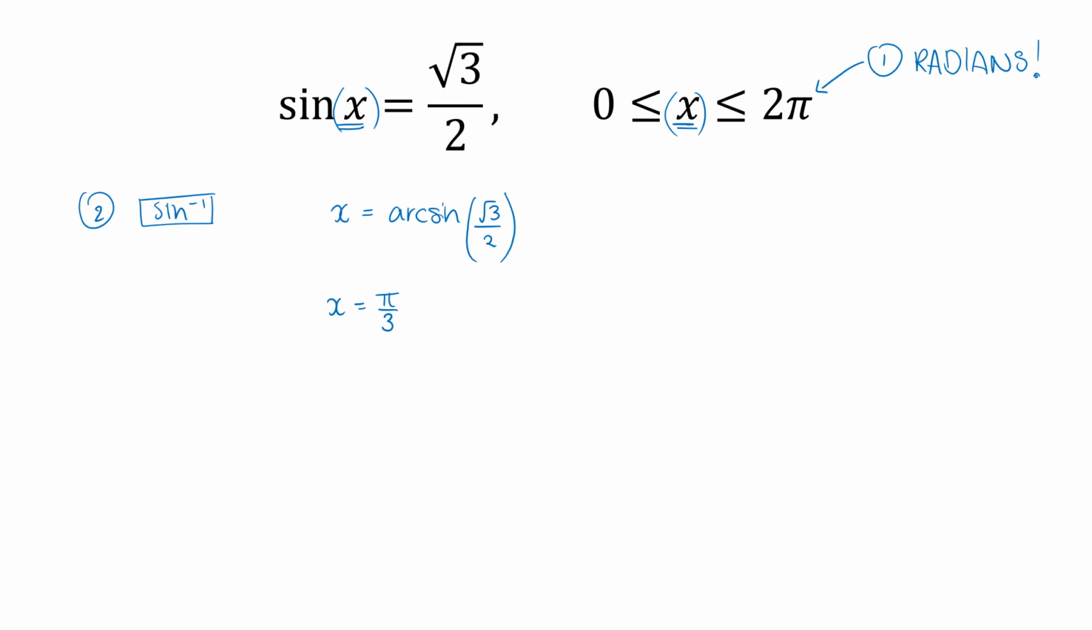Popping that in your calculator, you will get pi over 3, which is 60 degrees. And at GCSE, that's where you would have stopped. But this is just your principal solution. So it's the solution that's closest to 0. We need to find all of the solutions in the interval 0 to 2 pi.